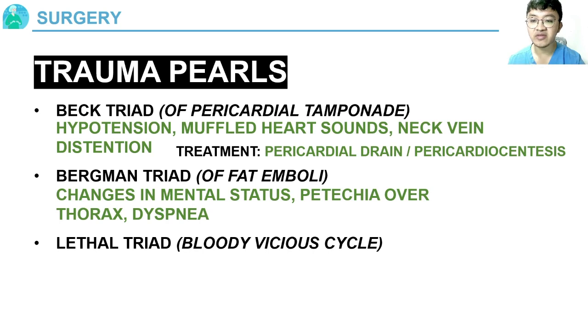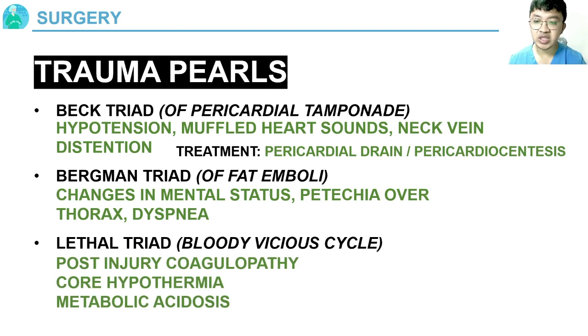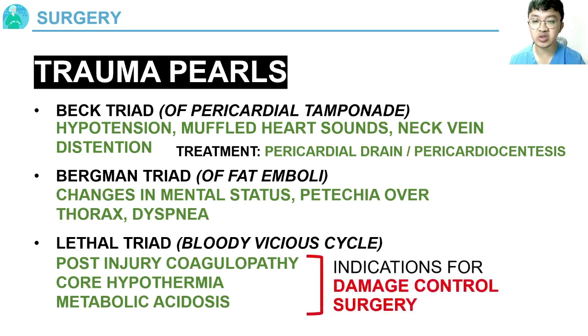For the lethal triad, the bloody vicious cycle, which is sometimes called the Virchow's triad, we have post-injury coagulopathy, core hypothermia, and metabolic acidosis. So coagulopathy, hypothermia, acidosis. These form a bloody vicious cycle. They cycle back to themselves, causing each other to aggravate and worsen the condition of the patient when one of them is present. So these three, if present, are actually indications for damage control surgery.